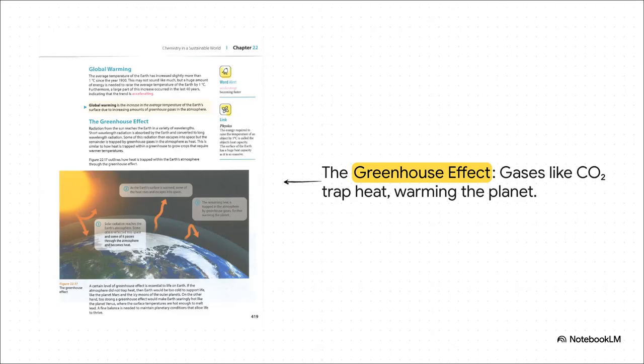Here's the basic idea. Step 1. The sun's energy comes in and warms up the Earth. Step 2. The Earth radiates that heat back out towards space. But, and here's the critical step 3, certain gases, especially CO2, act like a blanket and trap some of that outgoing heat. A little bit of that blanket is good. It keeps our planet livable. But by burning fossil fuels, we're making the blanket thicker and trapping way too much heat.